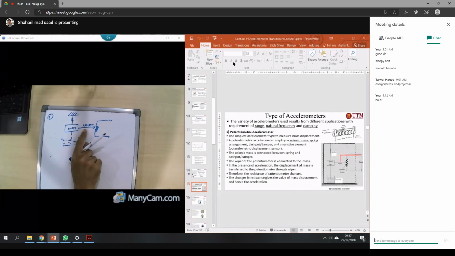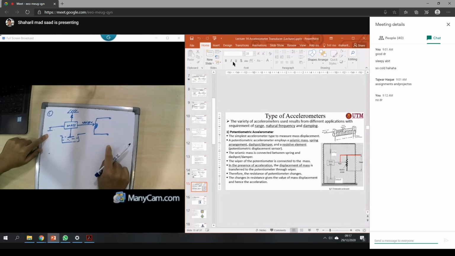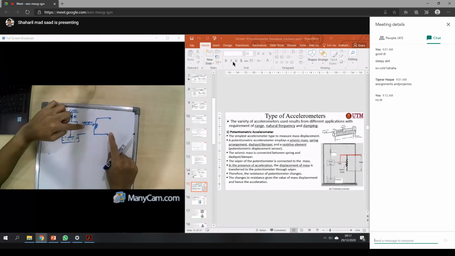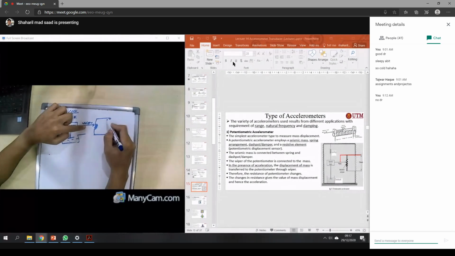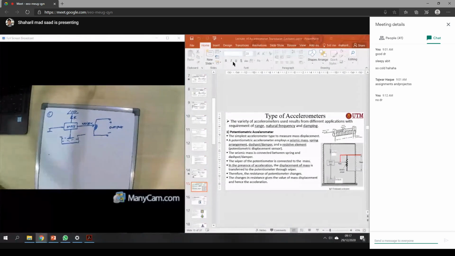And then what it does is, maybe you can put this mass in a structure where you want to measure the vibration. So what happens is when this mass moves, this one is K, and then this wiper also moves. And then you get a different output here. So this is the basic accelerometer transducer, potentiometric.